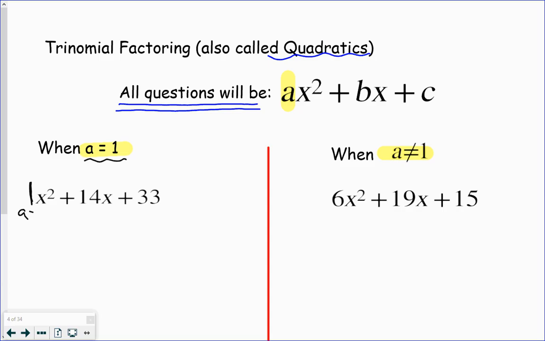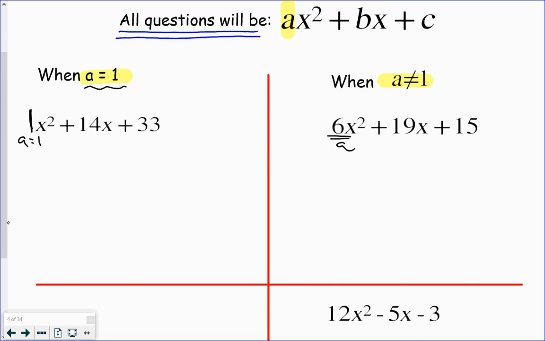So let's do the first one here of a equals 1. So we can see here that there's a 1 in front of that x squared. Whereas here, we can see that the a does not equal 1. So now you're going to have to go through that check. Do you have a 1 in front, or do you not have a 1 in front? For the ones that have a 1 in front, you are going to set up a little magic square.